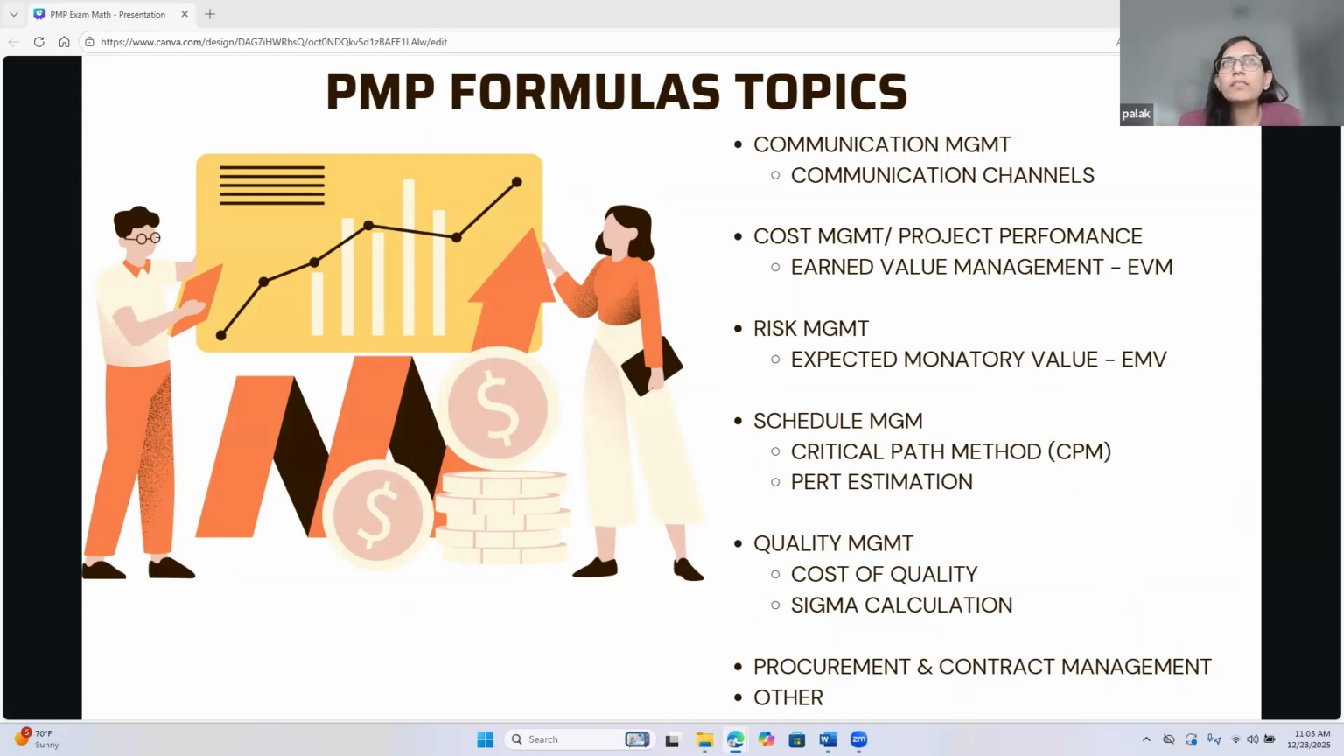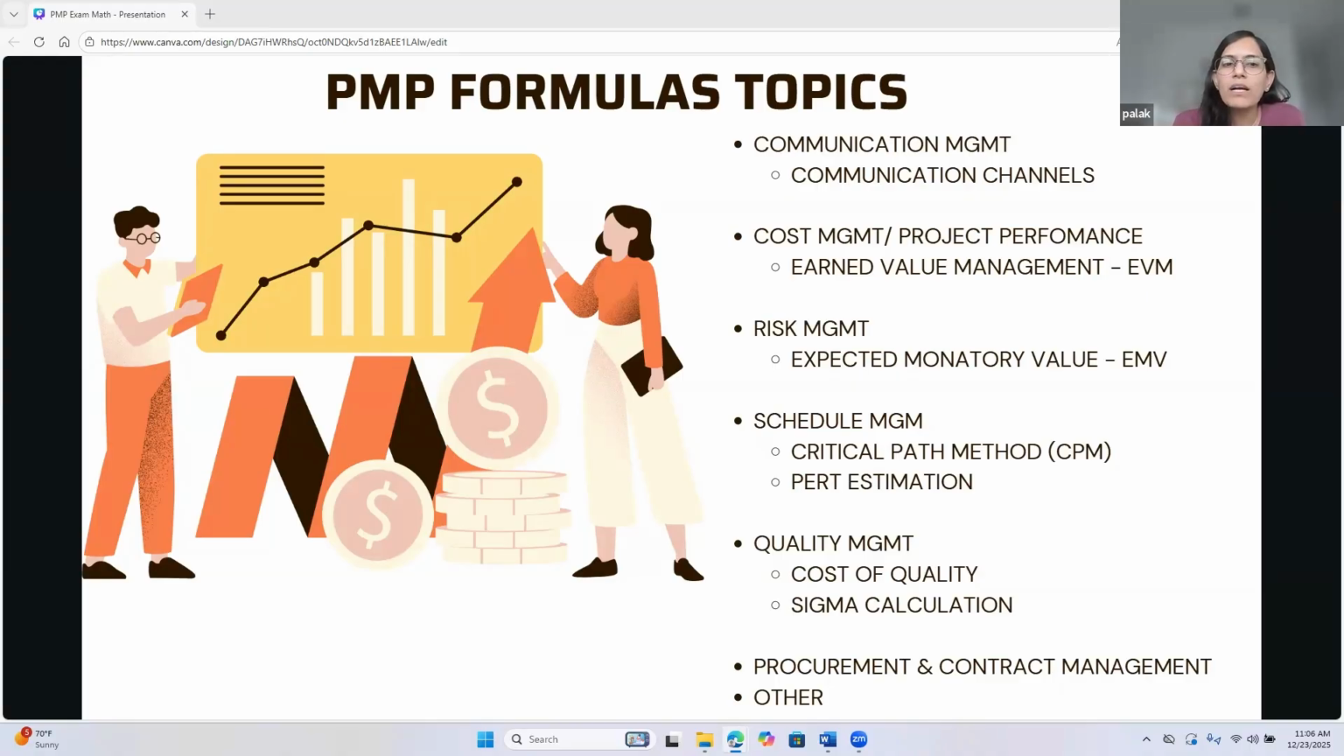Many students get overwhelmed with these formulas, but mindset really matters here, because it's not rocket science, it's more about structure. Every formula is tied to a real project management concept. So once you understand the concept, the math becomes very intuitive.